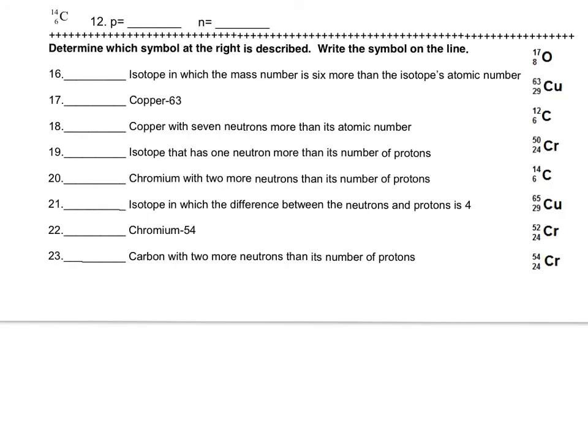Numbers 16 through 23 are kind of a mystery, so you want to use the clues on the left and find the matching isotope symbols on the right. You might have to do a little bit of adding or a little bit of subtracting using your periodic table to figure out which isotope symbol on the right matches with the statement on the left. Good luck. Have fun.